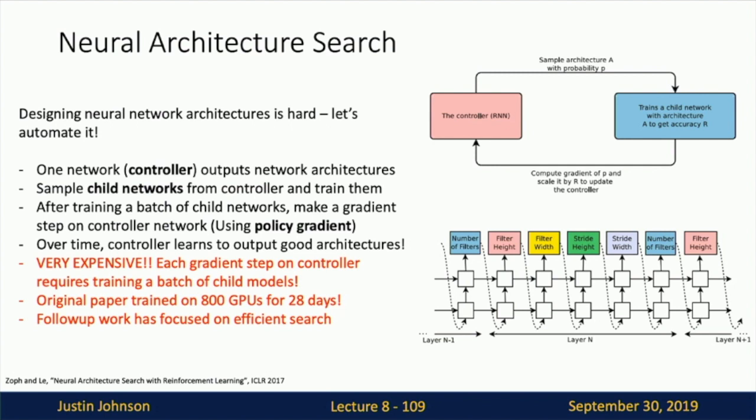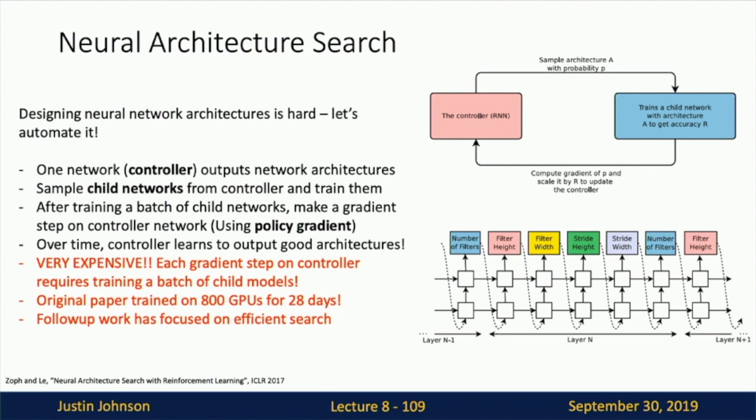Because now each gradient step on the controller takes, so the initial version of this trained on 800 GPUs for 28 days. And that is just an amount of computational resources that I'm sorry I cannot give you for your homework. But if you're at Google and you've got free GPUs lying around, then this is the kind of experiment that people are trying.